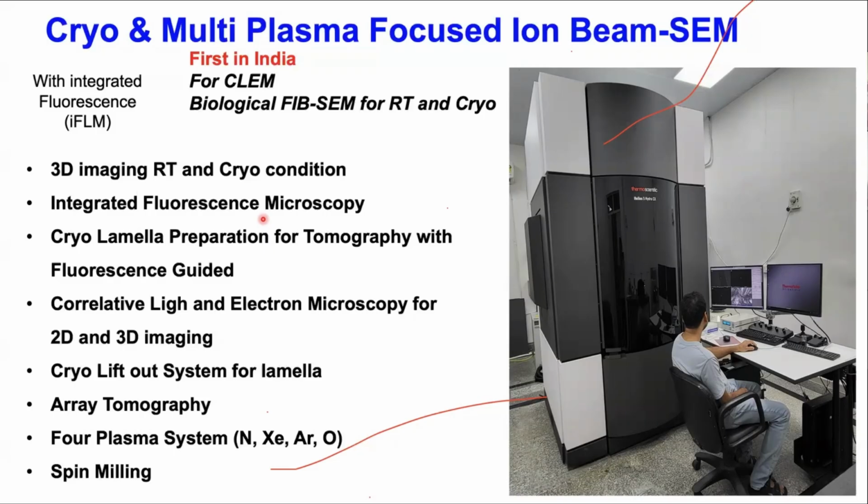Cryo lift-out systems for lamella are available, so you can take a tissue and lift the lamella with a half moon grid. As I already told you, it has the four plasma systems, and it also has a mode for spin milling, a large area spin milling for room temperature samples.